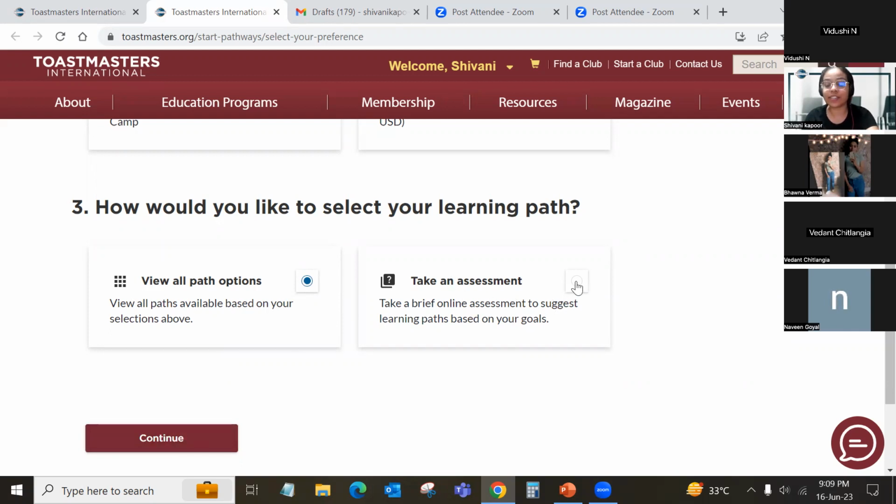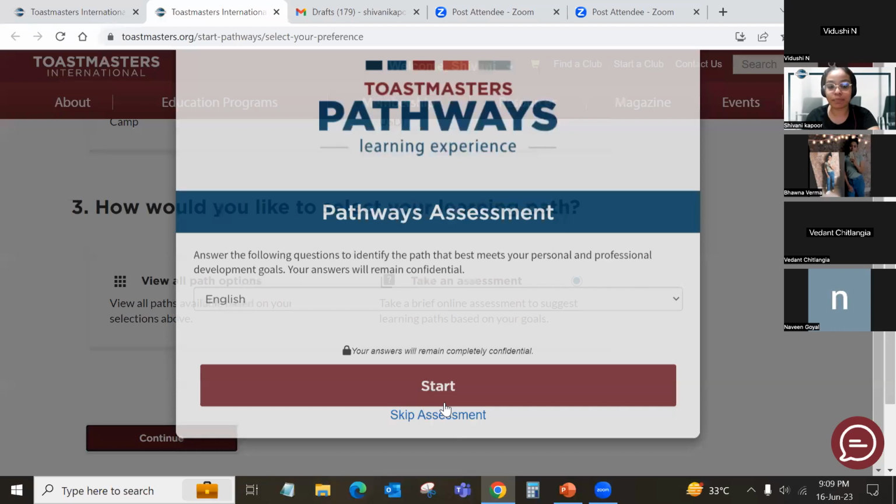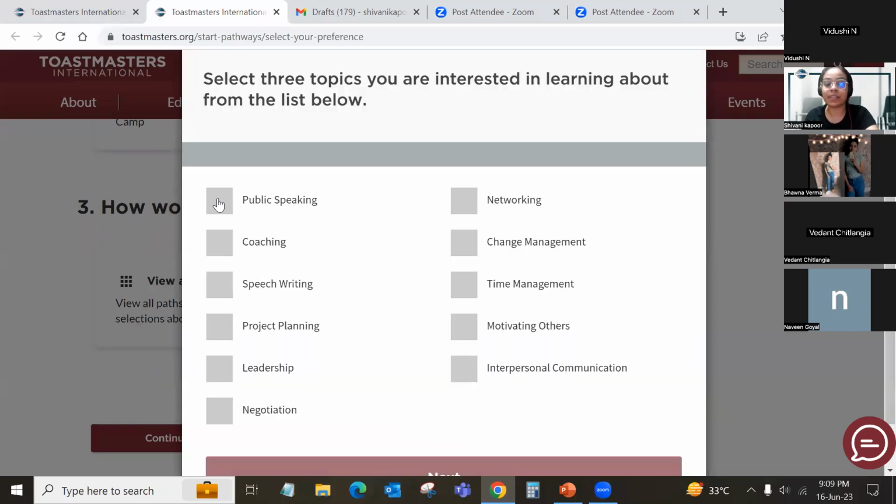I personally suggest all of you to take an assessment. If I go and take an assessment, it will show me a different set of questions. I'll just show one or two for example here, but I suggest that after this session, you go and take this assessment. It will ask you very basic questions. Select 3 topics you are interested in learning about from the list below. For example, if someone wants to improve on public speaking, any one of you can answer what you are interested in out of all these, any 3.